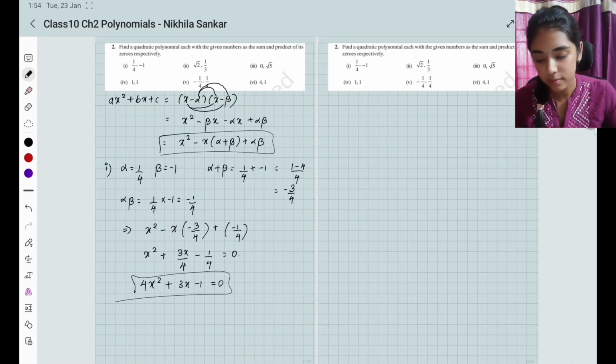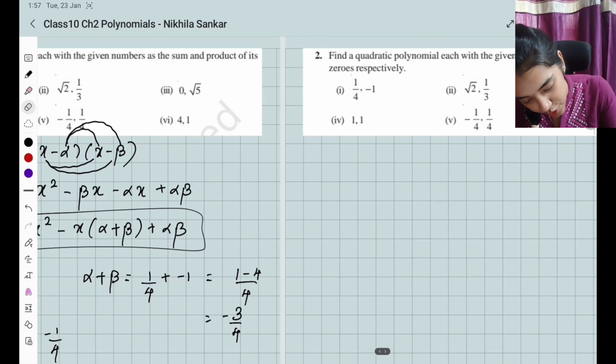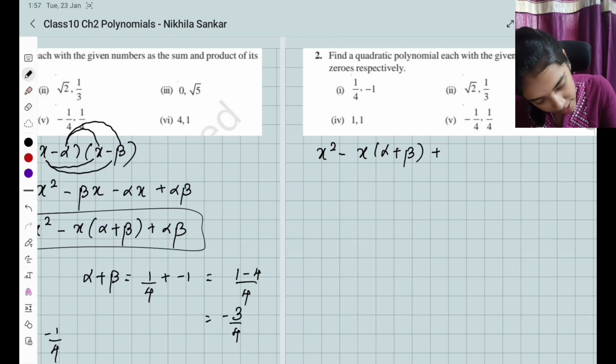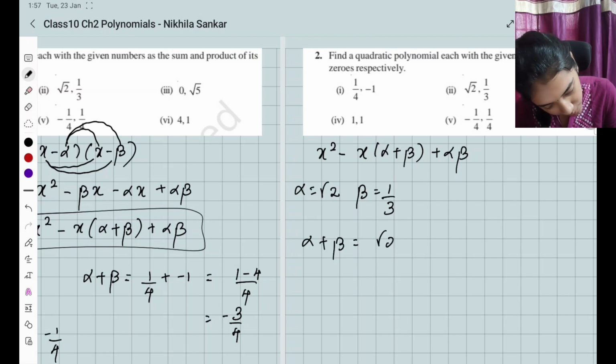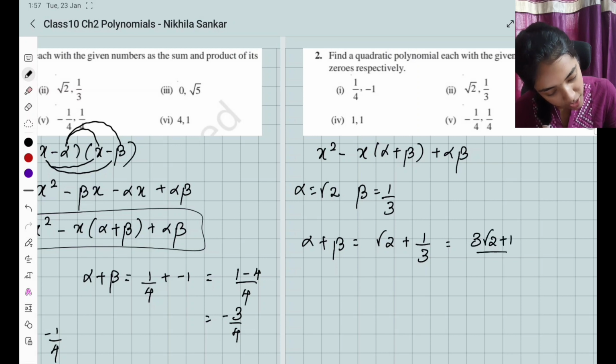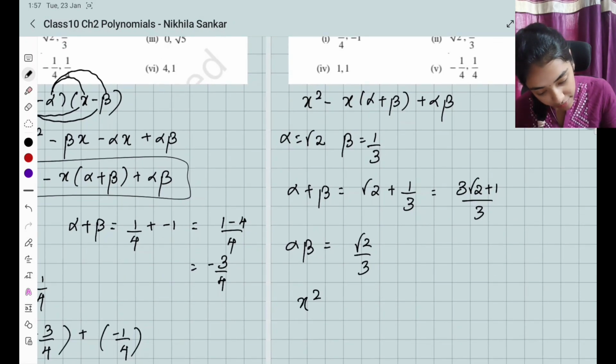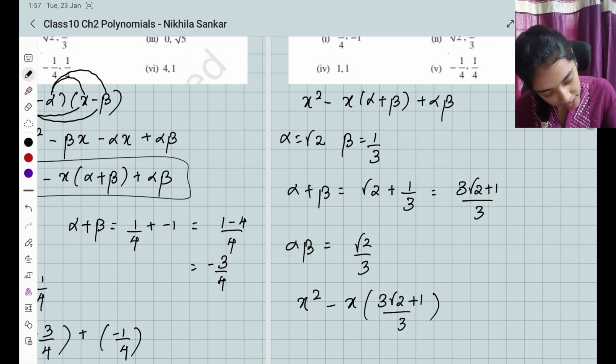Okay. Question number 2 again. Your equation is going to be x² minus x into (alpha plus beta) plus alpha beta. Now alpha is going to be root 2 and beta is going to be 1 divided by 3. So alpha plus beta equals root 2 plus 1 by 3. We can't simplify this further. You can write this as (3 root 2 plus 1) the whole divided by 3. Then alpha beta is going to be root 2 divided by 3. When I substitute that in the equation, we have x² minus x into (3 root 2 plus 1) divided by 3 plus root 2 divided by 3 equals 0.